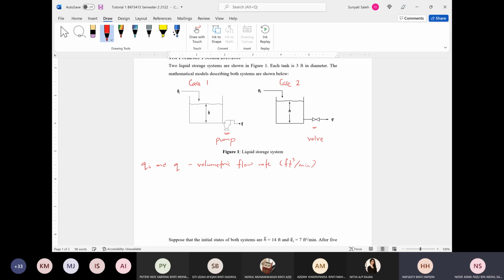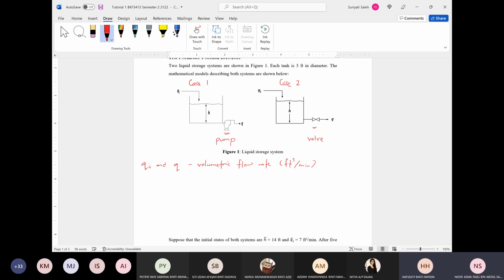In this case, first, we need to have process understanding: how the process behaves qualitatively. So without having the numbers, the values, we need to visualize what happens to our liquid system. If we take a look, you have the Qi coming into the system for both storage systems, and then you have the exit flow rate.